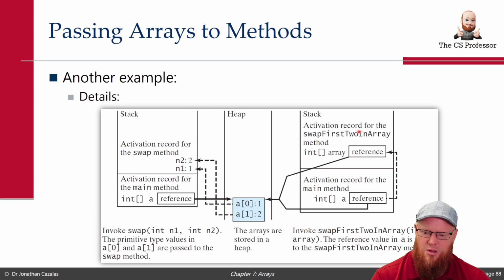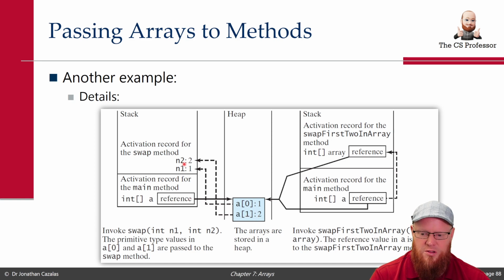Now I showed multiple stacks here. Let's see, I have our main activation record. We then call method swap. We sent over the values 1 and 2. Remember, here's the heap. The heap has the array 1 and 2 on it. At index 0, we have a 1. At index 1, we have a 2.